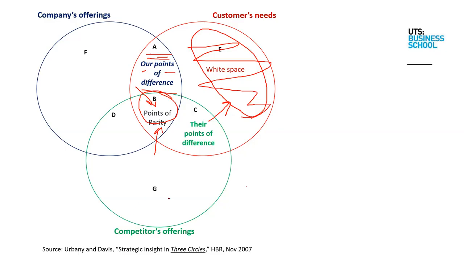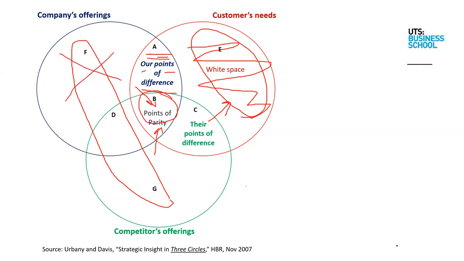Now, on the other hand, there are these areas, that is F, D, and G. These are the competitors' offerings or the common features between the competitor and the focal brand's offerings, but they do not fulfill customer needs. So these are irrelevant areas and need not be focused on, right? So these are some of the key points to remember.